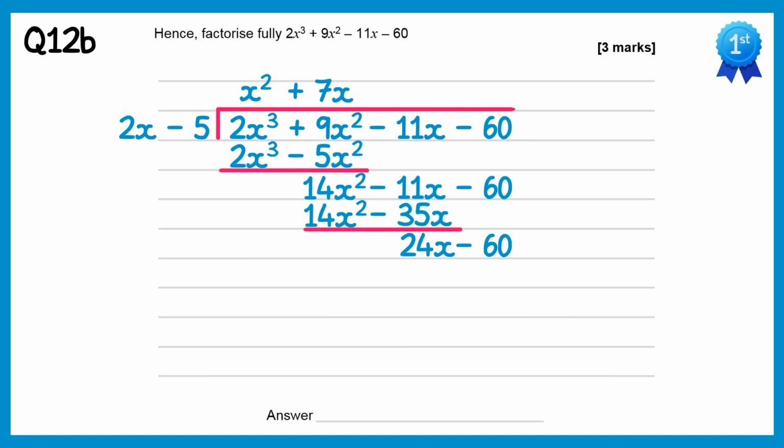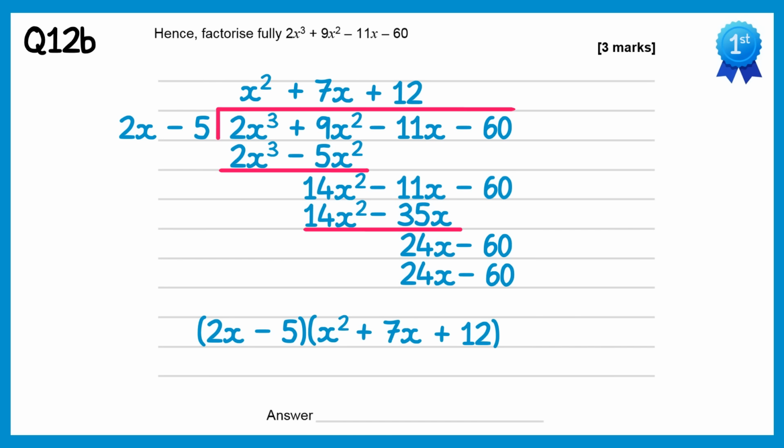Finally, what do we times our factor by to get 24x? Well, it's 2x, so we need to times it by plus 12. If you multiply this back through, 12x times 2x is 24x, and 12 times negative 5 is negative 60. And if you subtract these, you'll get 0. So we can see that our original factor, 2x minus 5, times this quadratic, x squared plus 7x plus 12, must give us the cubic, 2x cubed plus 9x squared minus 11x minus 60.